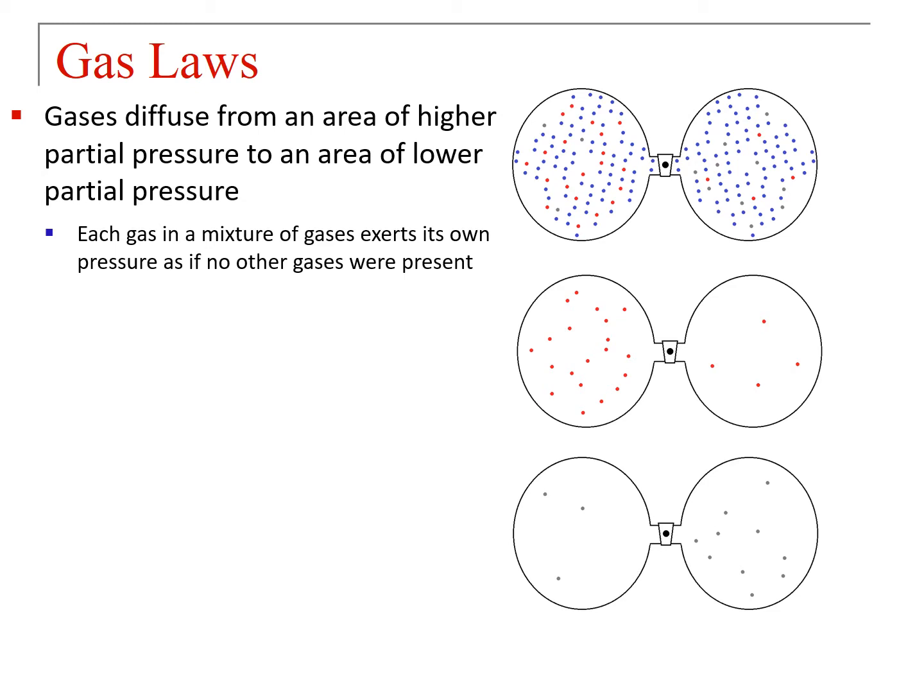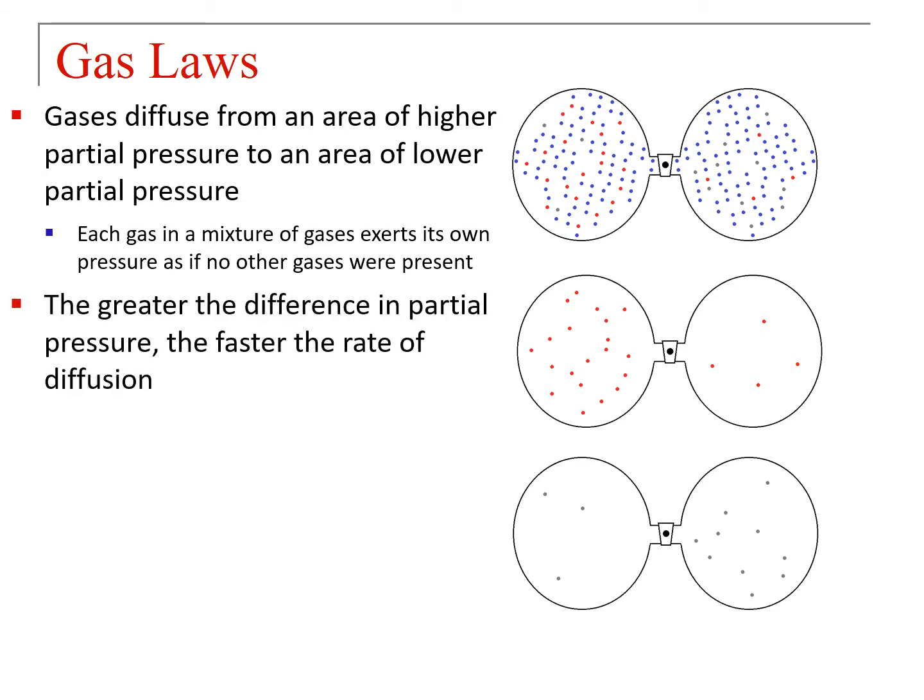So red gas is going to move to the right, gray gas is going to move to the left, and blue gas may remain the same. But because the red gas is at a higher concentration on the left than on the right, it's going to move from left to right. So it's going to move from its area of higher partial pressure to its area of lower partial pressure.